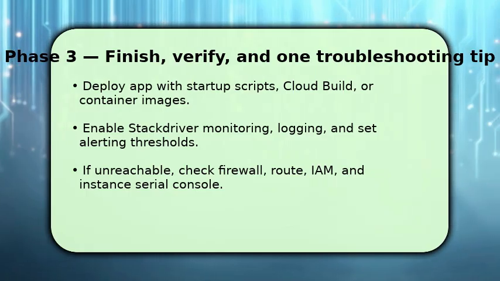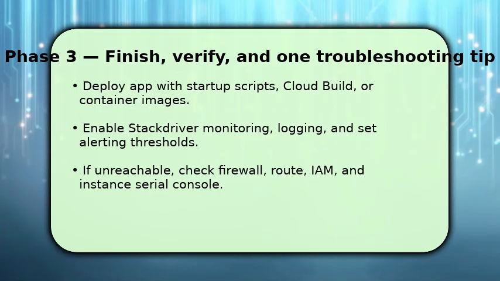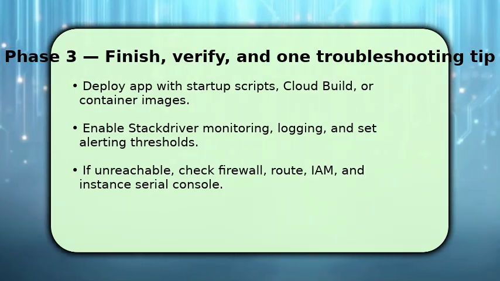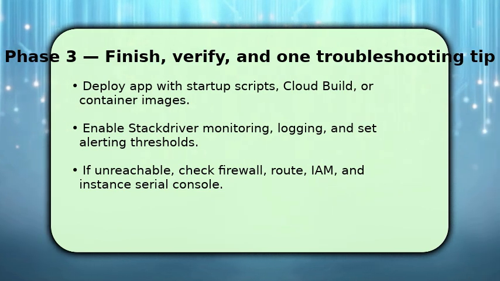If something goes wrong, start troubleshooting. Check firewall rules, VPC routes, IAM permissions, and the instance serial console for boot issues. If you follow these steps, you'll reach a stable, observable production server.